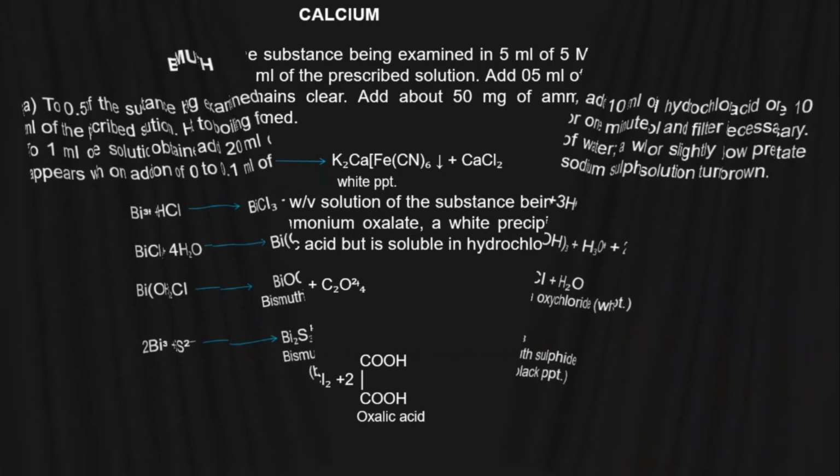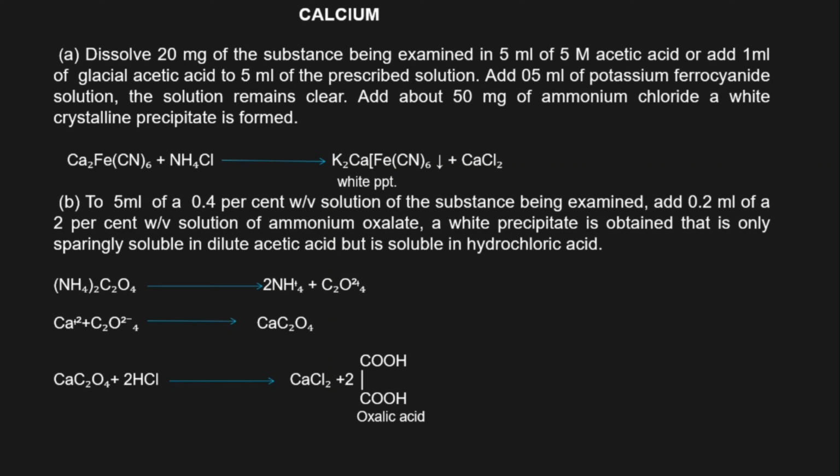The next cation which we have to deal with is calcium. The first identification test of calcium is as follows. Dissolve 20 mg of the substance being examined in 5 ml of 5 molar acetic acid, or add 1 ml of glacial acetic acid to 5 ml of the prescribed solution. Add 0.5 ml of potassium ferrocyanide solution. The solution remains clear. Add about 50 mg of ammonium chloride. A white crystalline precipitate is formed.